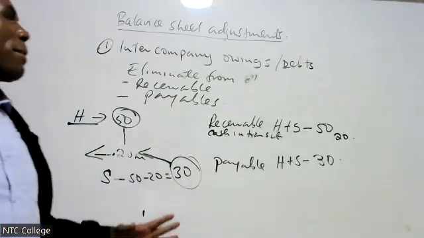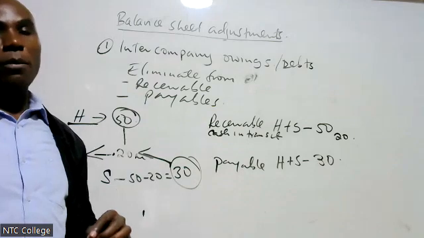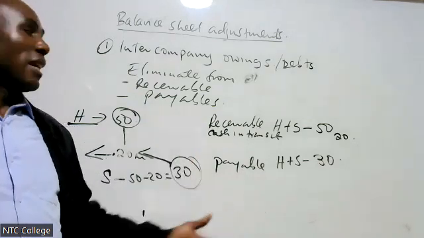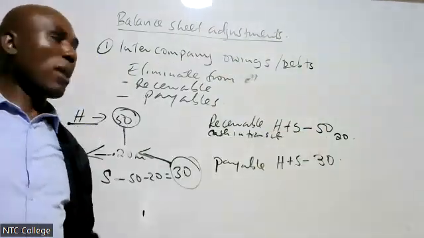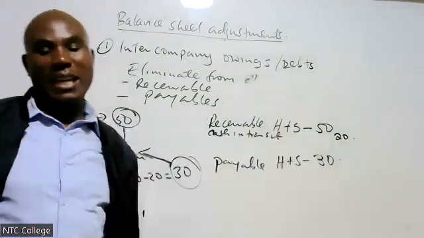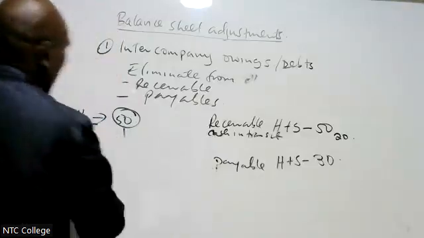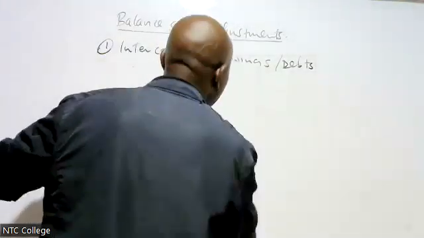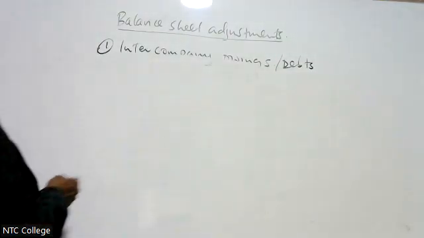Therefore, intercompany owings, bottom line, we eliminate from the receivable and from the payable. But if it is not equal due to items in transit, the high amount we eliminate from the receivable, the low amount we eliminate from the payable, and the difference we create a cash in transit account. That is item number 1, intercompany debts or intercompany owings.